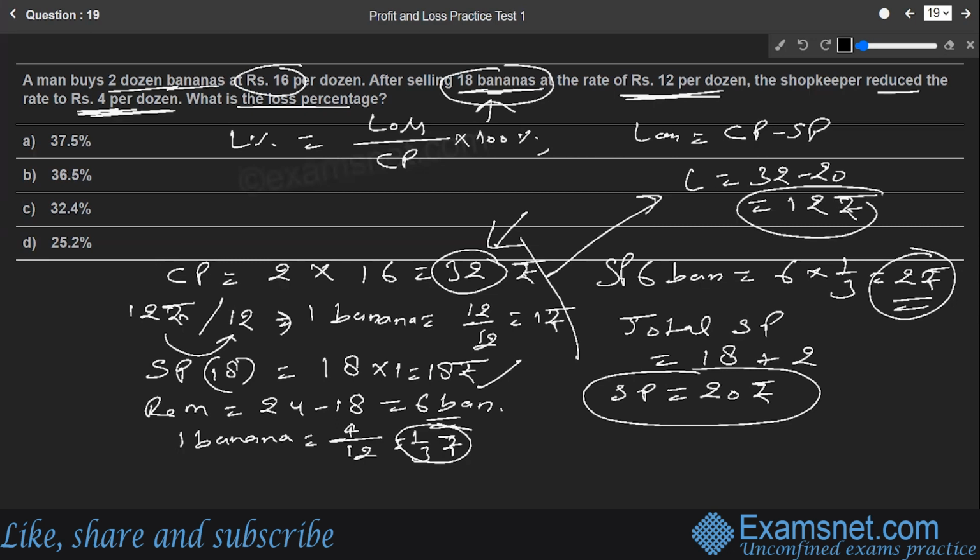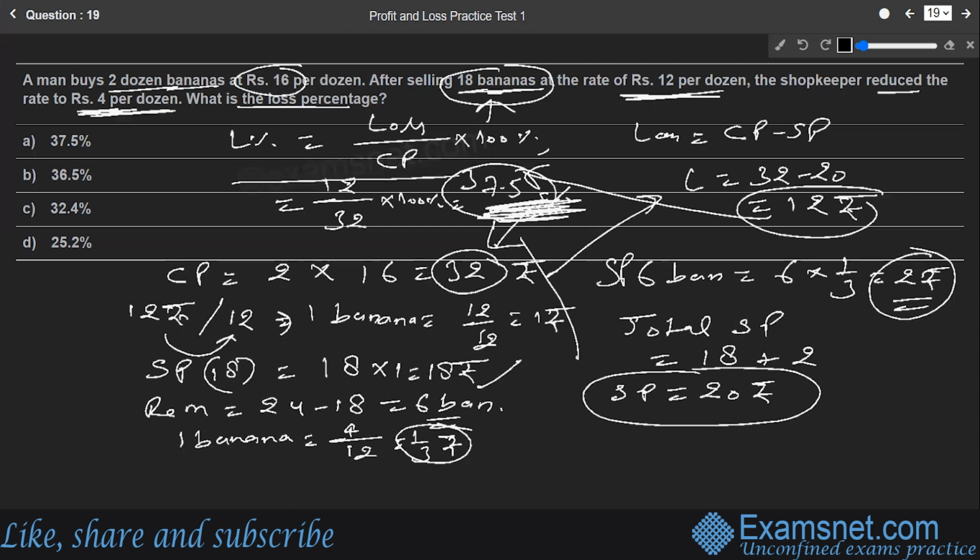We need to know the loss percentage, so we can use the very first formula. So loss percent value will be 12 by cost price, which is 32, into 100%. If you solve this, the value comes out to be ultimately 37.5%, and that is the answer. 37.5%, which is available in option number A, is the right answer.